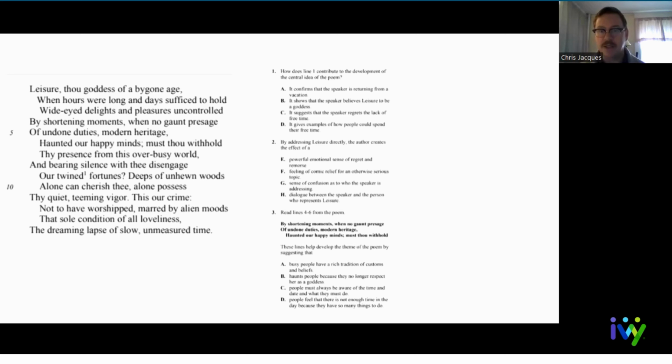All right, next. So we want to look at the next one. This one's a little bit different. It doesn't ask us a question. It gives us a sentence that we want to finish. So, by addressing leisure directly, the author creates the effect of a... What we want to do here is try to finish this sentence. By addressing leisure directly, the author creates the effect of a what?